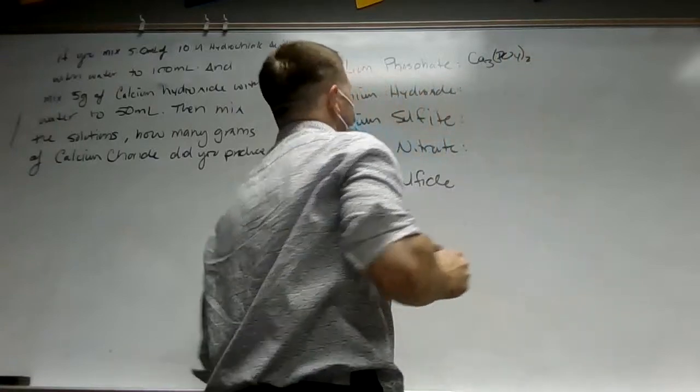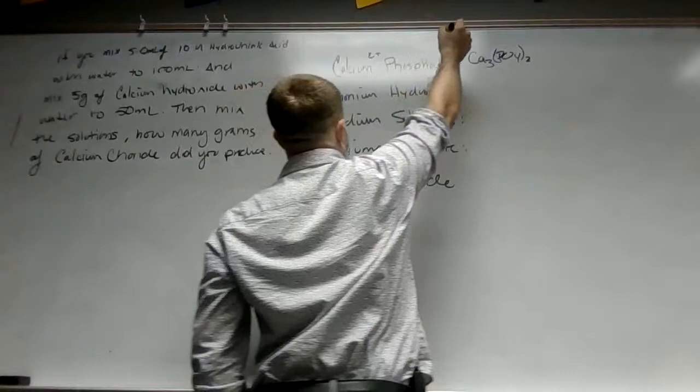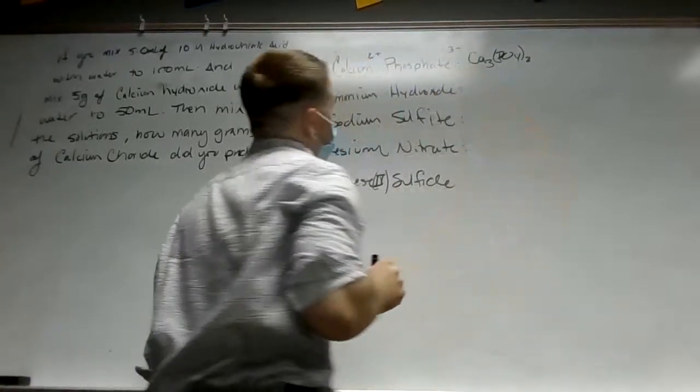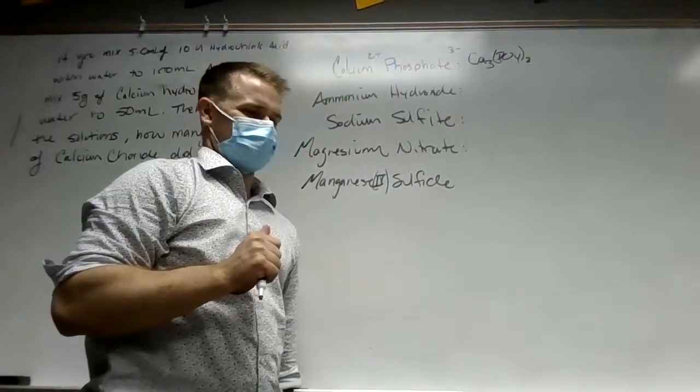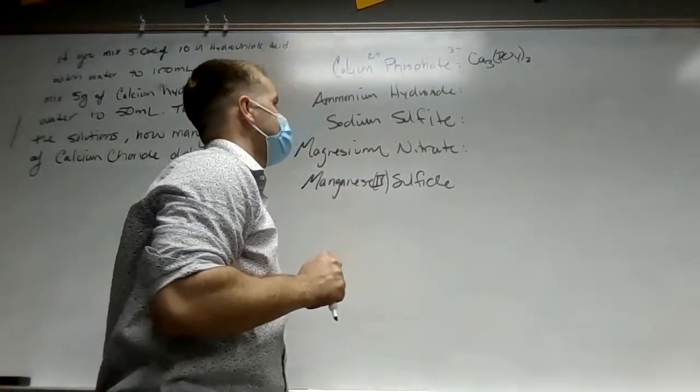Calcium is 2 plus, phosphate is PO4 3 minus. Phosphate means PO4 3 minus. With your charges, make sure it's simplified.